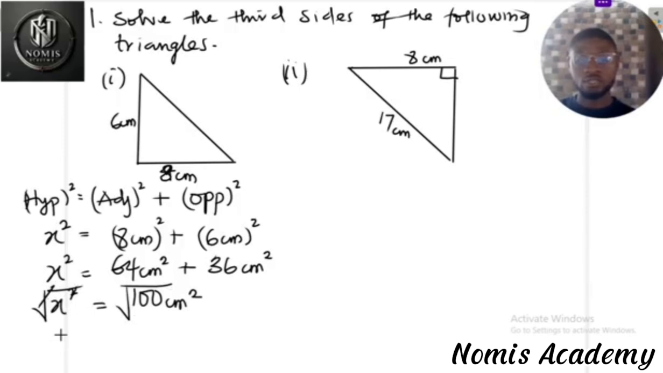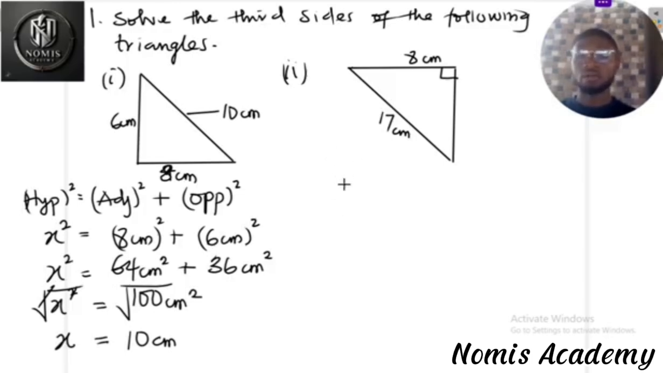So we say x is equal to, what is the square root of 100? Yes, that is 10. And what is the square root of centimeter squared? That is centimeter. So that tells us that the third side we are looking for is just 10 centimeter. That is what Pythagoras theorem will help us to do, looking for a side of a right angle triangle when two sides are given.